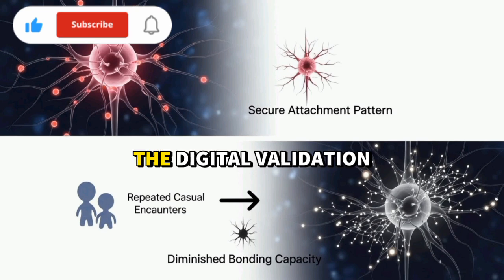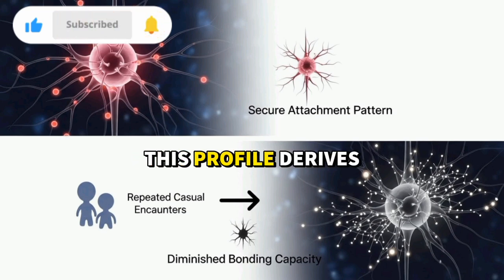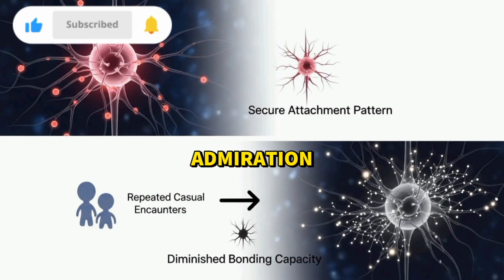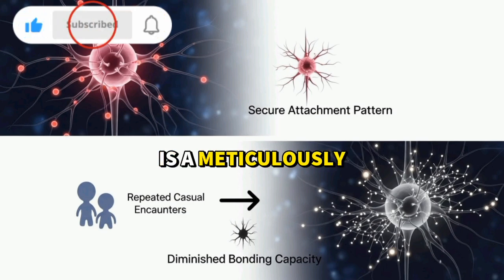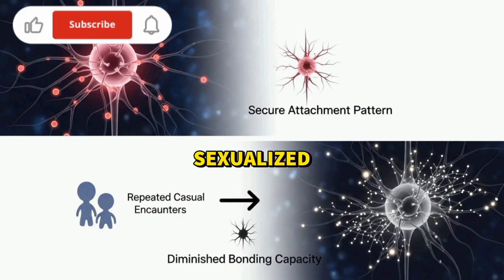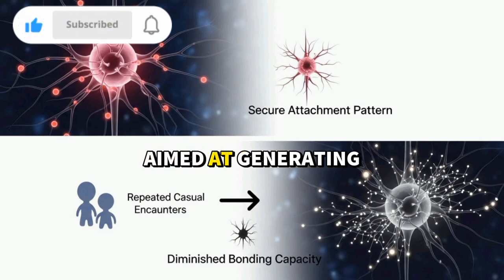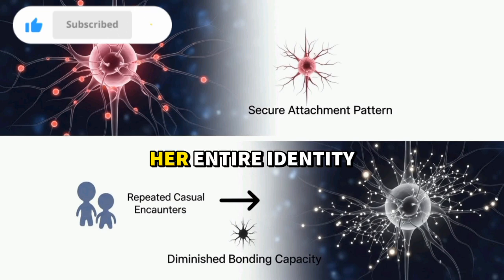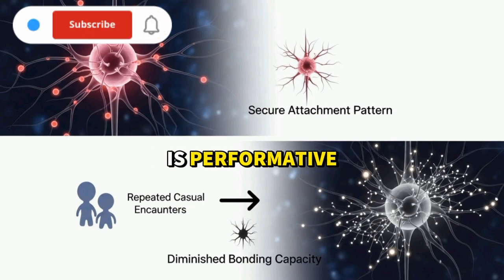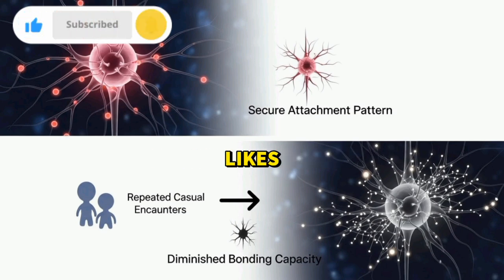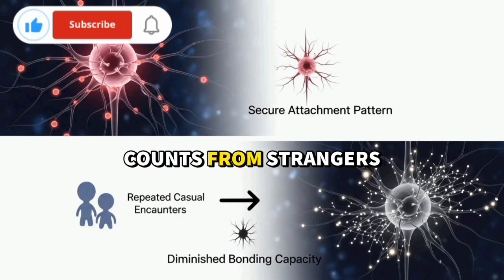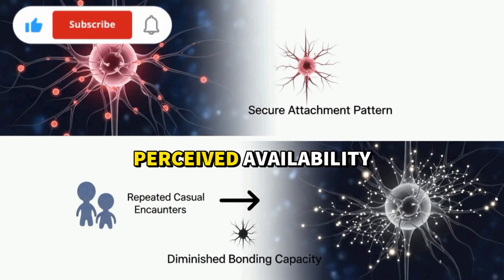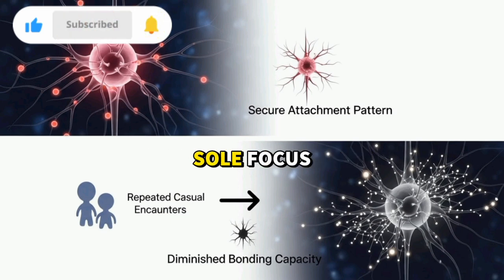Profile 6. The digital validation seeker. This profile derives her primary sense of self-worth from online admiration. Her social media presence is a meticulously curated display of sexualized or attention-seeking content aimed at generating maximum engagement from a predominantly male audience. Her entire identity is performative, built upon the dopamine hits of likes, comments, and follower counts from strangers. The danger is the constant, public display of perceived availability while she claims you are her sole focus.